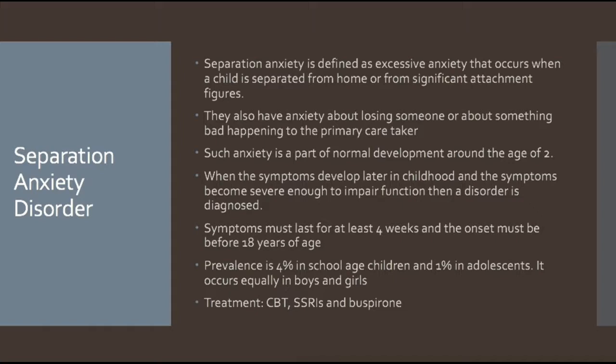What we see here overall is that the key points you want to remember are the definition, and you're going to look for that in the vignette: the kid is afraid to go to school, doesn't want to leave the house, doesn't want to leave the parent, and it's affecting their ability to do things, go to school, etc. It's impairing their ability to function, essentially. It has to be present for at least 4 weeks, the onset must be before the age of 18, and it's about 4% of school-age children, 1% of adolescents. Treat them with cognitive behavioral therapy, SSRIs, and buspirone.